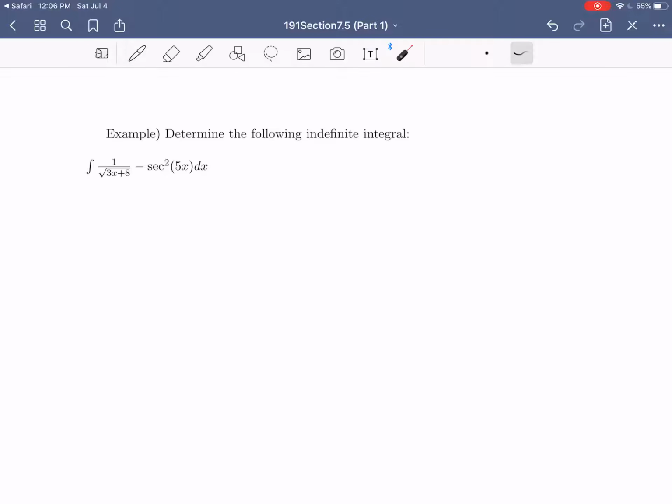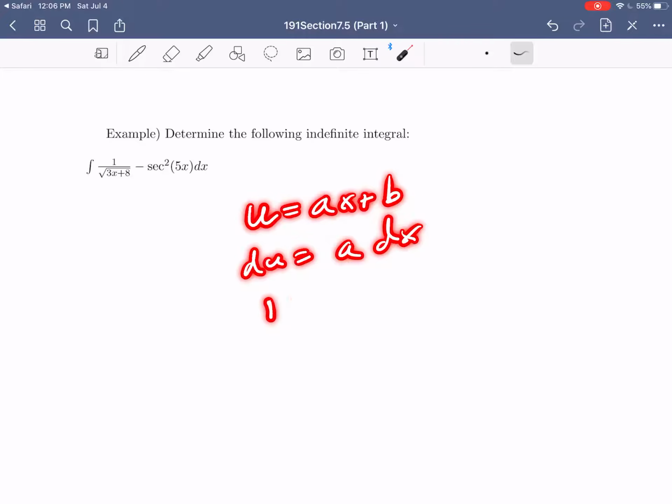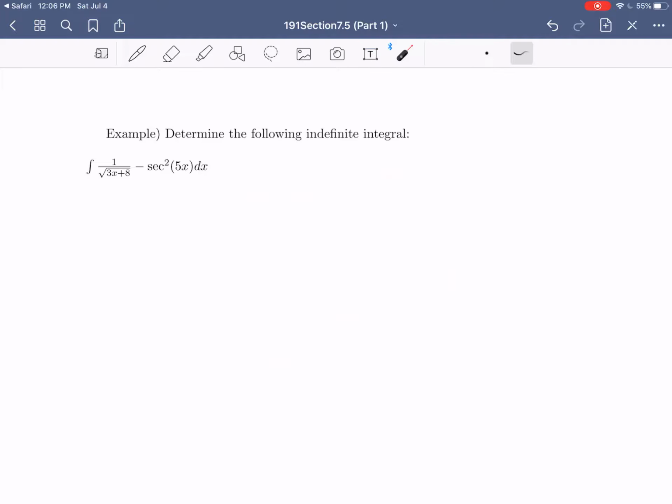Because even though these are messy sort of expressions, both substitutions that you're seeing in here, that 3x plus 8 that is sort of inside the square root, and that 5x that is inside the secant squared, are both linear substitutions. So they're the easiest substitutions to do. They always work because whenever you do u equals ax plus b, the du is always just going to be a dx, meaning you just always get a 1 over a factor. So you can always do linear substitutions.